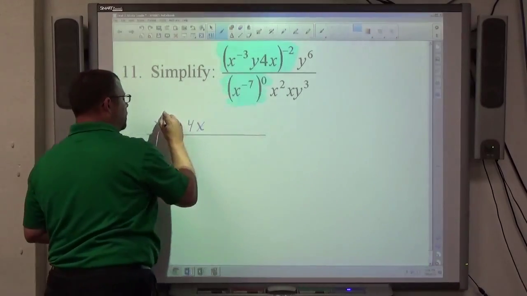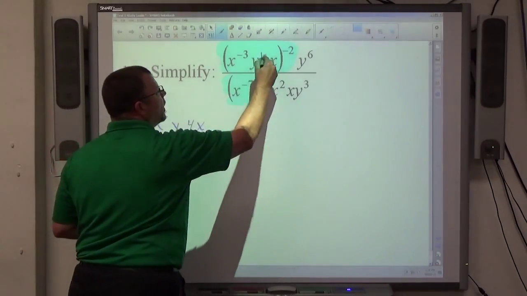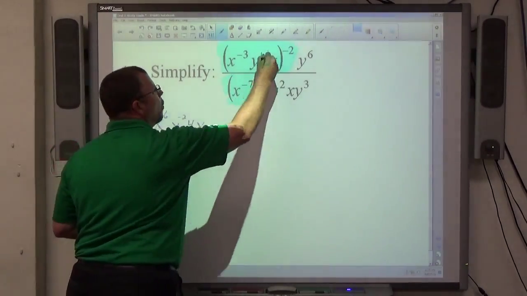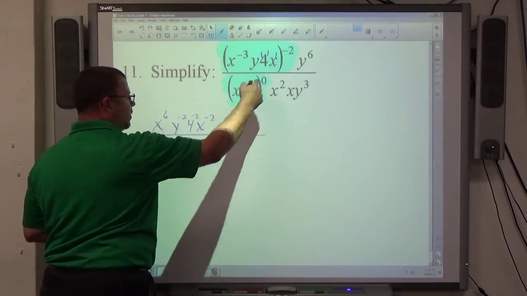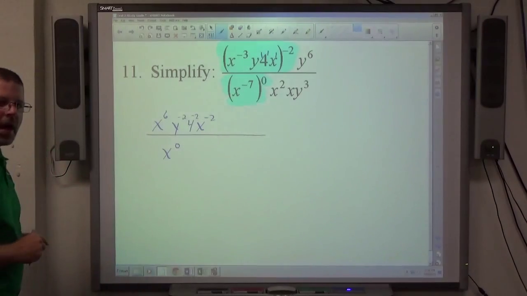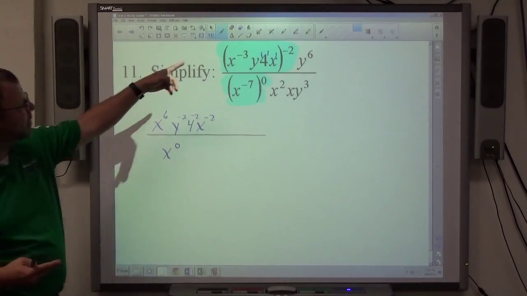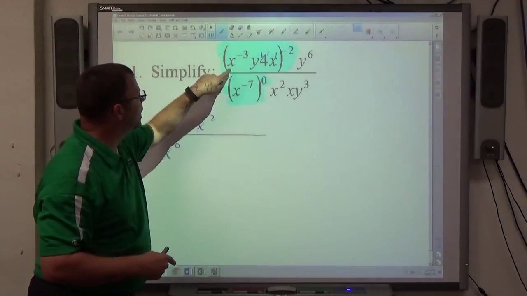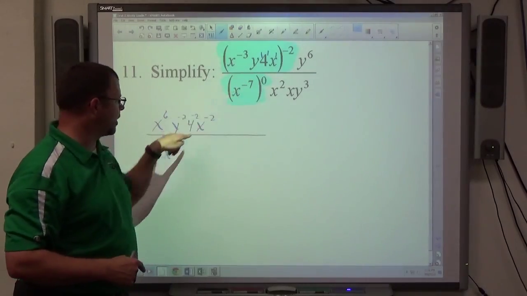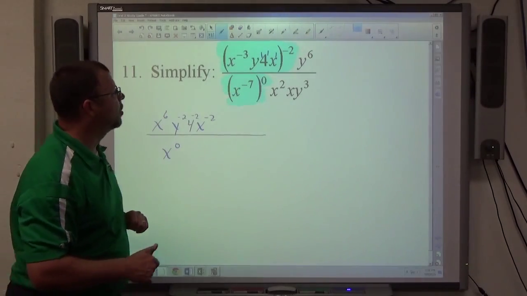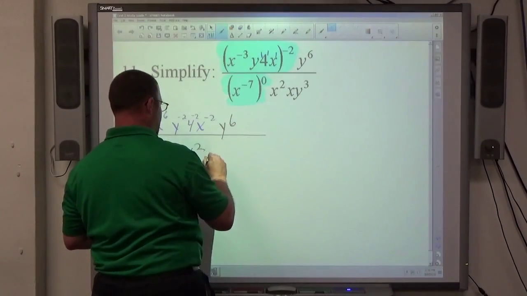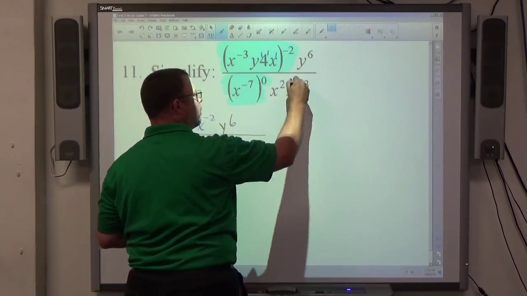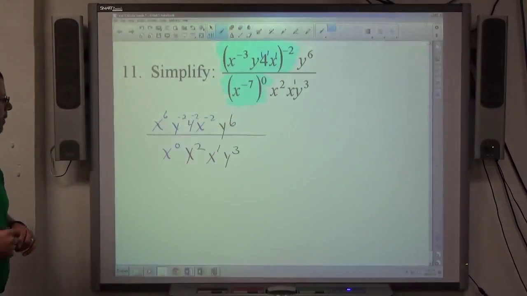Negative 3 times negative 2 is positive 6. 1 times negative 2 is negative 2. 1 times negative 2 is negative 2. And 1 times negative 2 is negative 2. Negative 7 times 0 is 0. Every power multiplies from the inside to the outside on the bases. The bases x, y, 4, x don't change. X doesn't change. Only the powers change. Everything else stays as is. Y to the 6th, x squared, x to the first, y cubed. Again, I put a first power just to be safe.